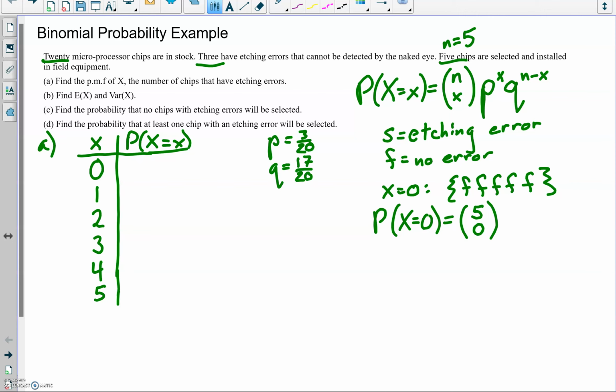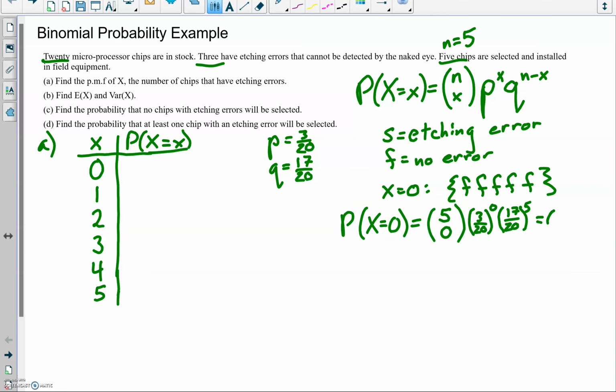So we'll have 3 out of 20 raised to the 0 power. We don't want any of those. And then 17 out of 20, we want all 5 of these. And when you work this out, I'm going to go ahead and move this over a little bit here, what you get is 0.4437. So going out 4 decimal places, you get 0.4437. So that'll go right here, so 0.4437.